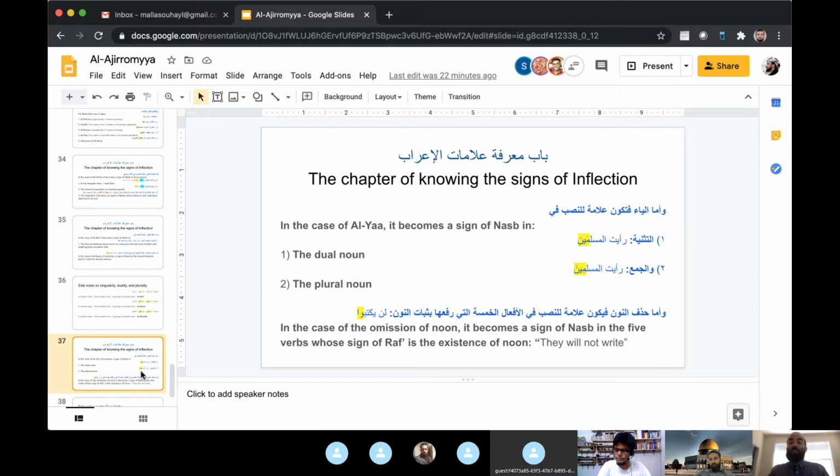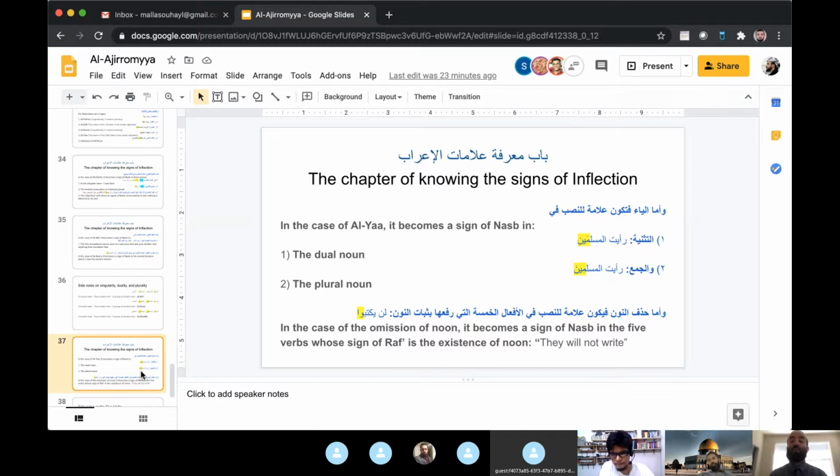Any questions? Because we have completed the signs of nasab now. Just to recap, so we are all on the same page. We have said that there are 4 different types of inflections: al-rafa, al-nasab, al-khafd, and al-jazm. And we said each of these inflections has its own signs. How do we know when something is marfu', mansub, makhfud, or majzoom? Through these signs that the author is telling us.